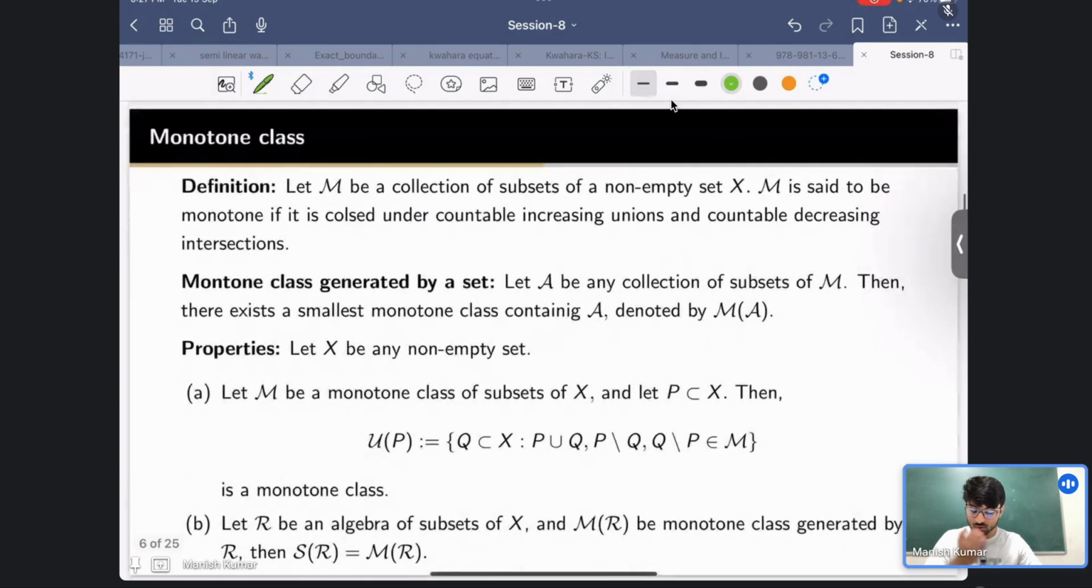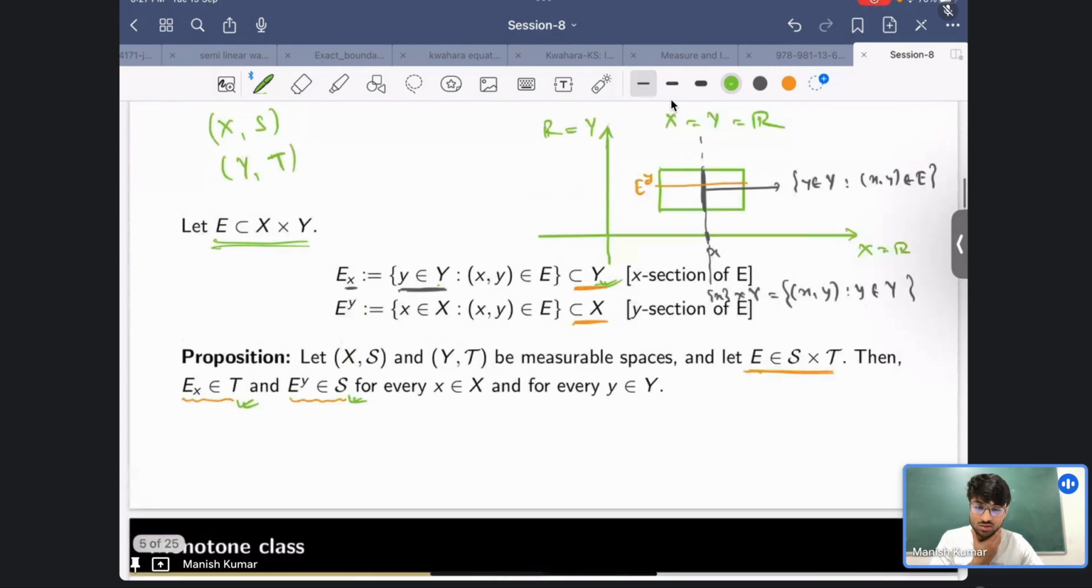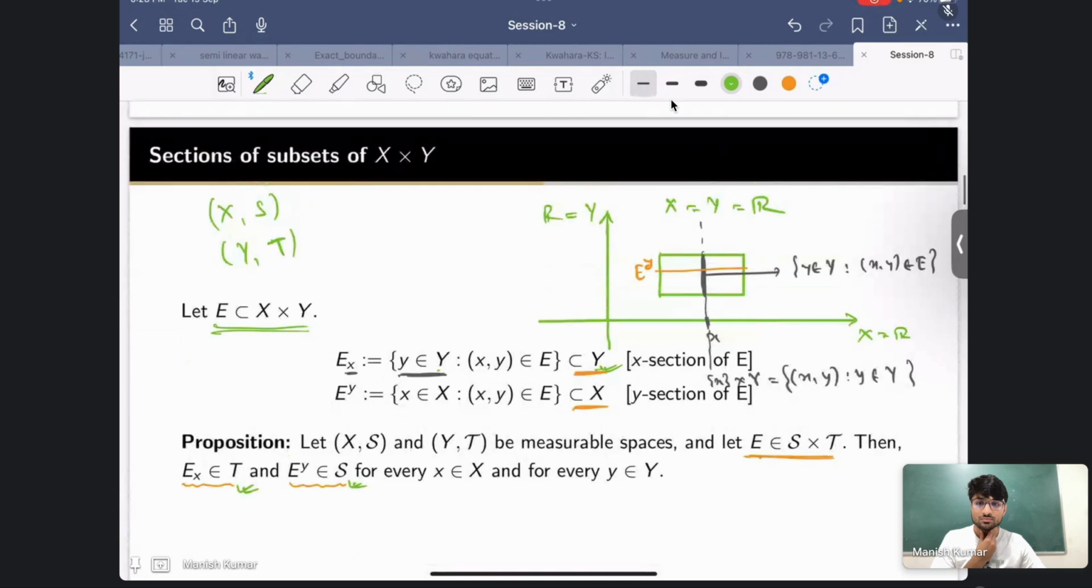Okay, so now let's go to this. Do you have any question? Yes, sir. Sir, if E is an elementary set, then how can we define the section? In the same way, right? I have defined it for anything. I just took an example to show you pictorially.